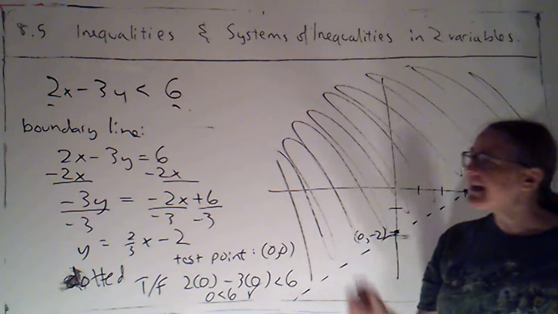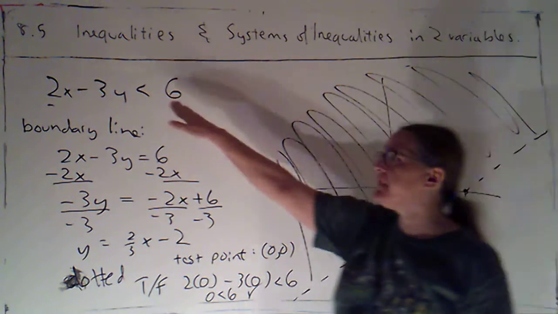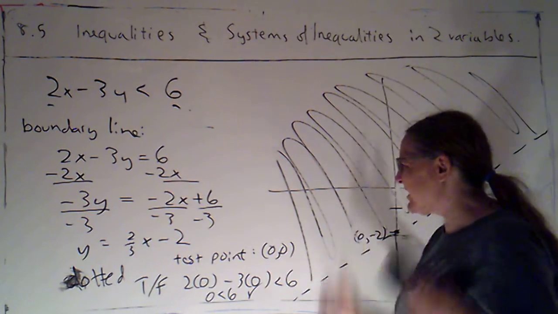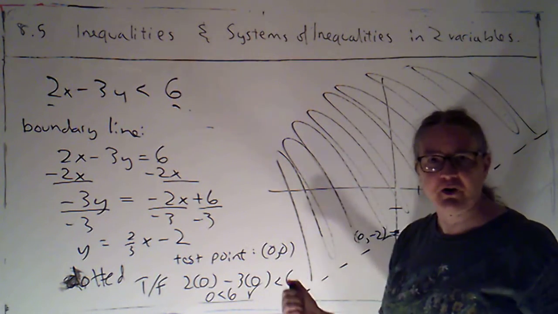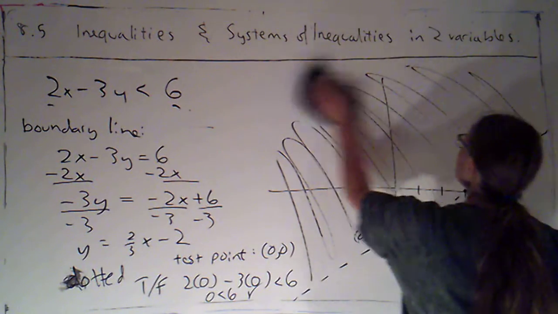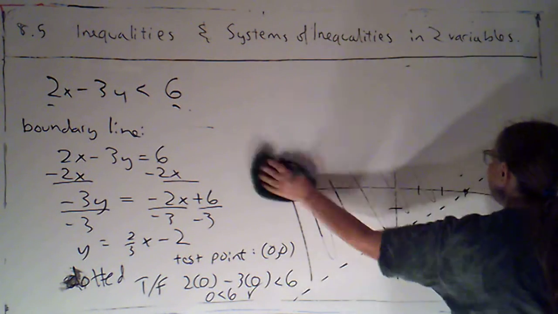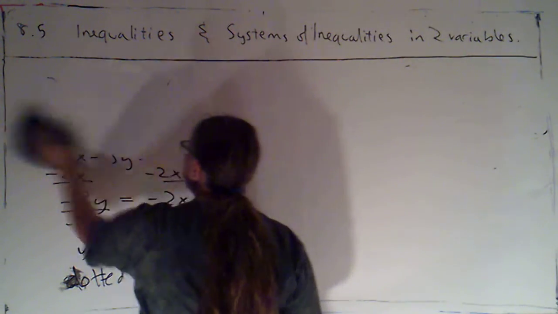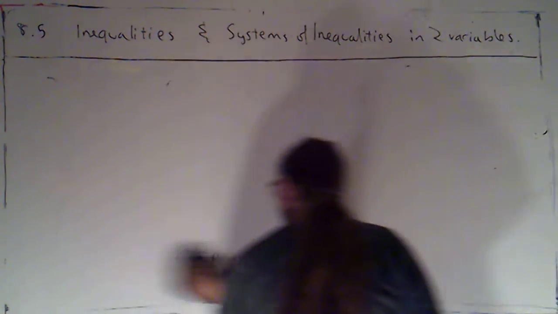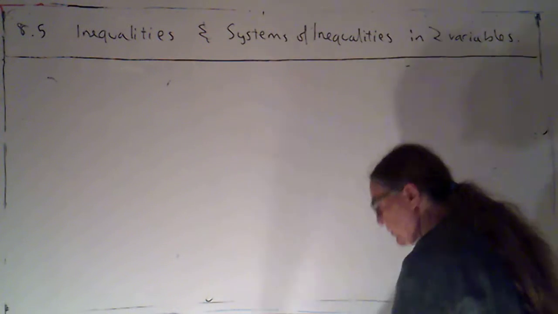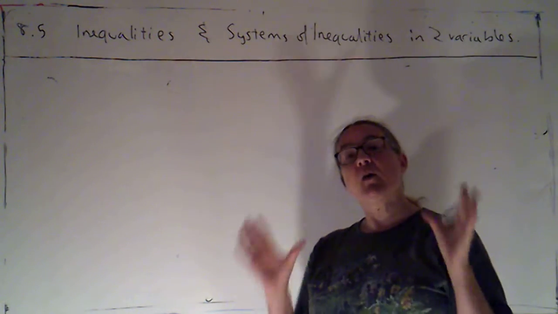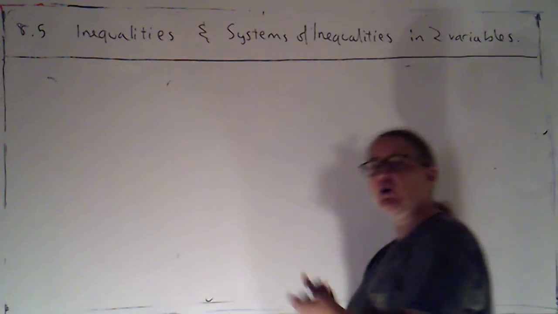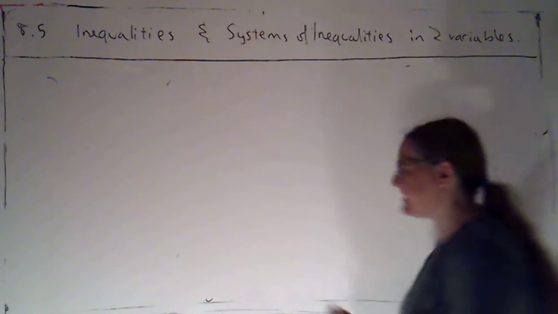I prefer to get y by itself working with the inequality. I think that's simpler just because I'm not crazy about picking a test point. I prefer to just look at the sign of the inequality when y is by itself, but that really is a matter of personal preference. What I'm going to do is put a linear inequality on the board for you folks to try. What I'd like you to do is before the next video, try graphing this, and then we'll go through it together in the next video.